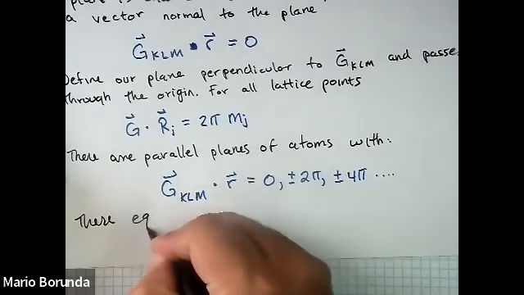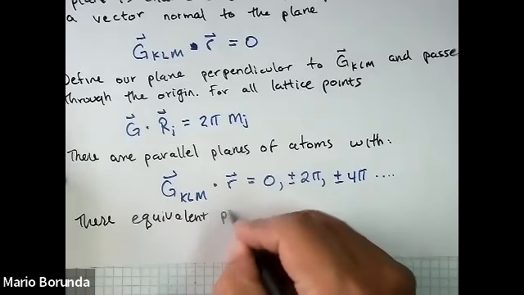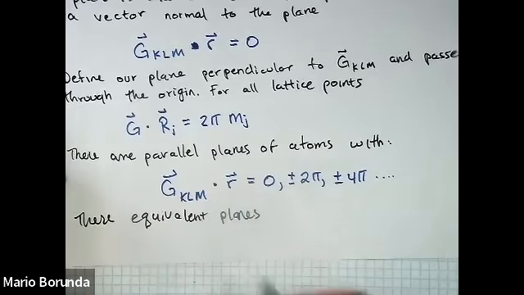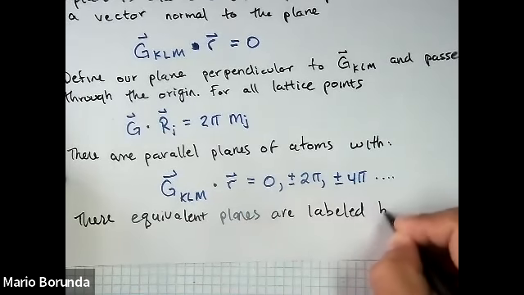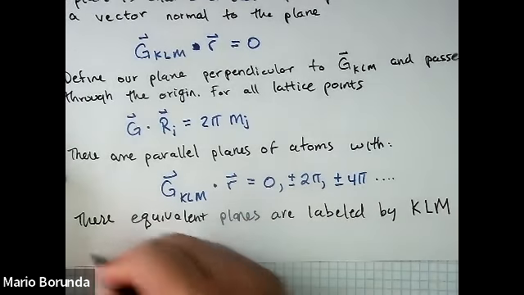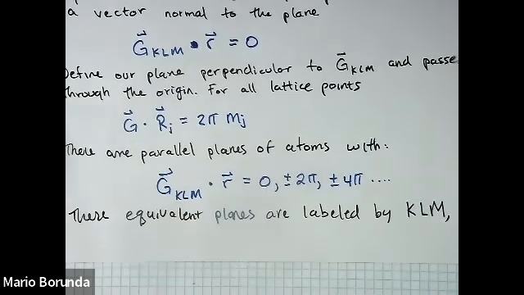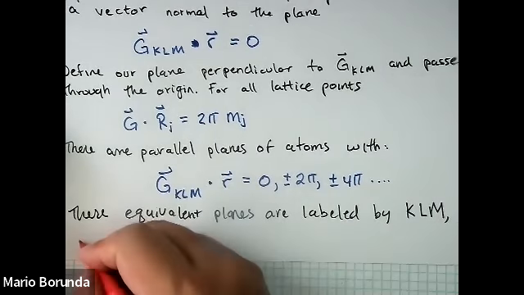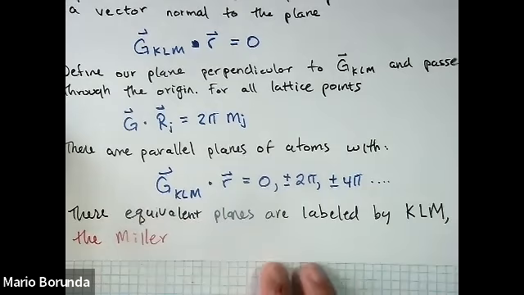So these equivalent planes are labeled by K, L, and M. And this K, L, and M integers are called the Miller indices.